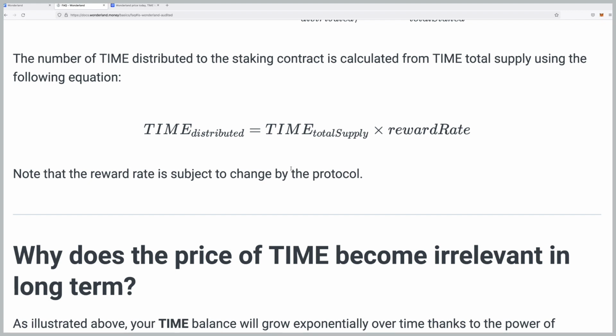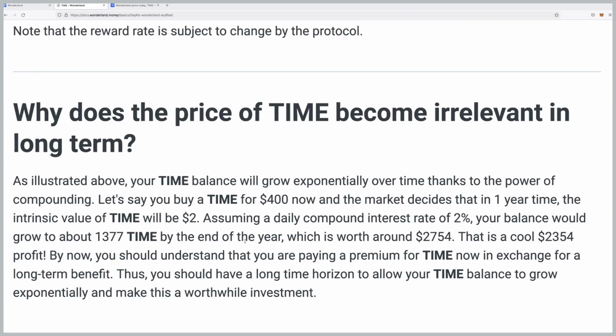What's next? Here's another example provided by the FAQ. Why does the price of time become irrelevant in the long term? As illustrated above, your time balance will grow exponentially over time thanks to the power of compounding. Let's say you buy time at $400, and the market decides that in 1 year's time the intrinsic value of time drops all the way to $2. Assuming a daily compound interest rate of 2%, your balance would grow to about 1377 time by the end of the year, which is worth $2,754. If you deduct your initial investment of $400, that leaves you with $2,354.